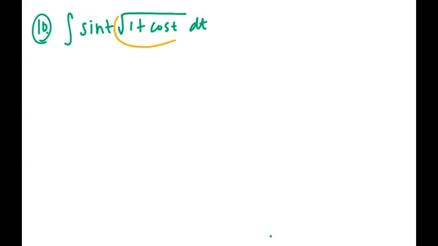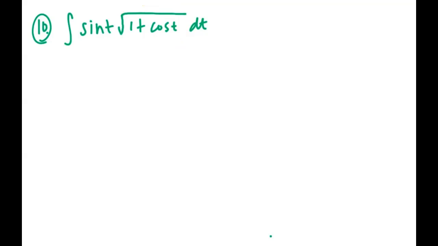So let's look at number 10. Number 10 says the integration of the sine of t square root of 1 plus cosine t dt. That means we're integrating with respect to t. So the composite function is the square root with the stuff inside, the square root with 1 plus cosine t inside.